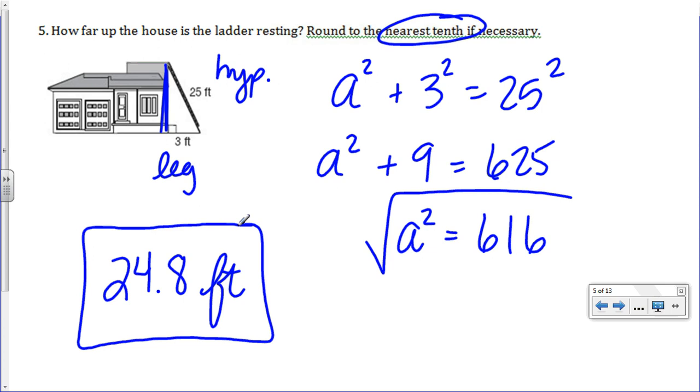Remember, with these, you've got kind of a built-in check system. Legs should be shorter than your hypotenuse, and 24.8 is shorter than 25. Not by much, but it is shorter than 25. So that answer makes sense as a leg.